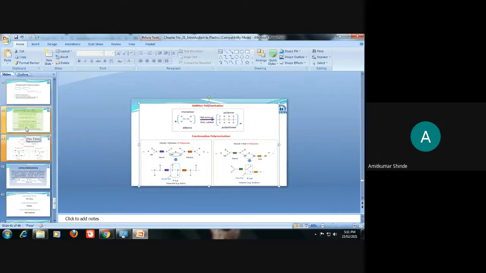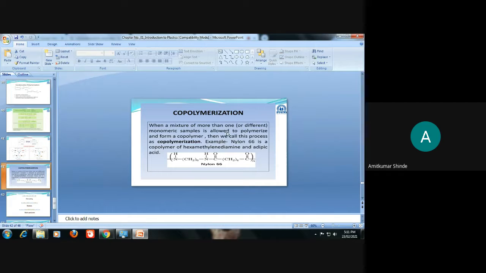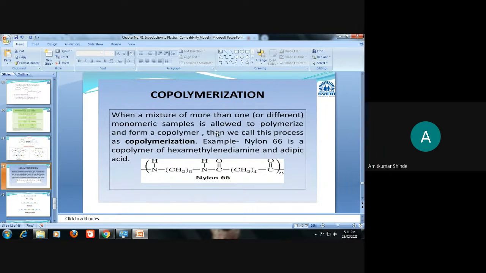Okay, after addition polymerization and condensation polymerization, we'll move towards the next type of polymerization, which is copolymerization. Now, copolymerization is a very simple process to understand. Copolymerization means that the polymerization process will occur twice.